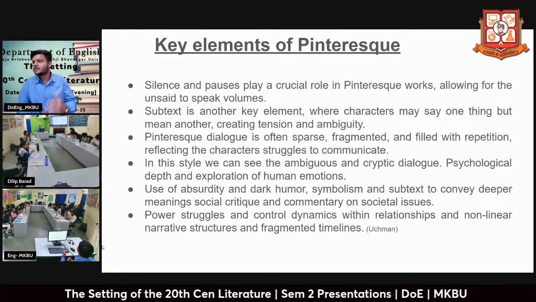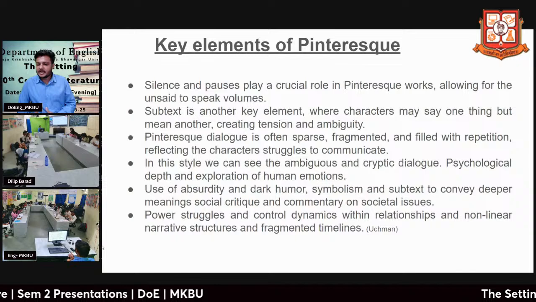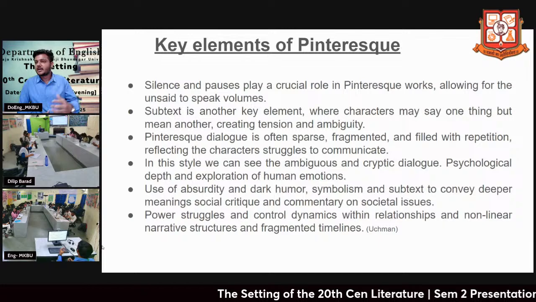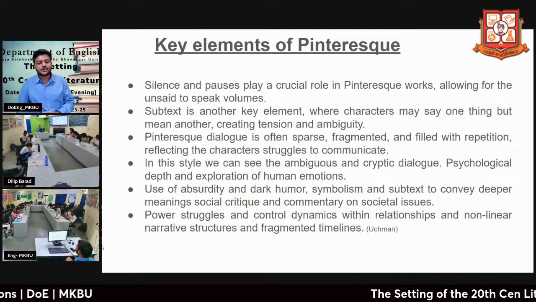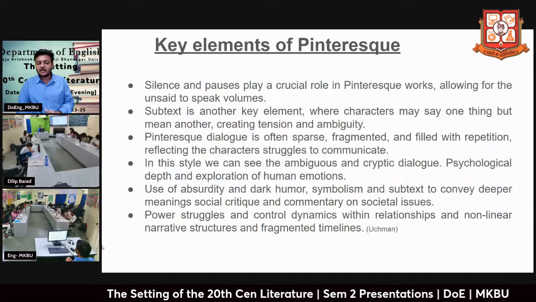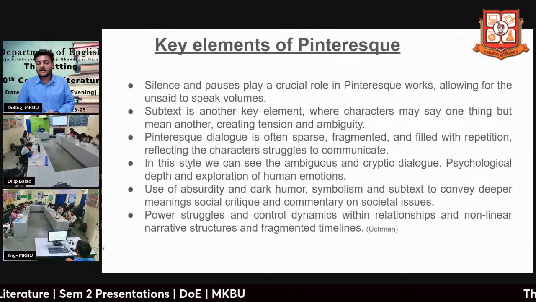Pinteresque dialogue is often sparse, fragmented, and filled with repetition, reflecting the characters' struggle to communicate with circumstances and with reality. It uses absurdity, dark humor, symbolism and subtext to convey deeper meaning, social critique and commentary on societal issues. It also features power struggle and control dynamics within relationships, and a non-linear narrative structure with a fragmented timeline.